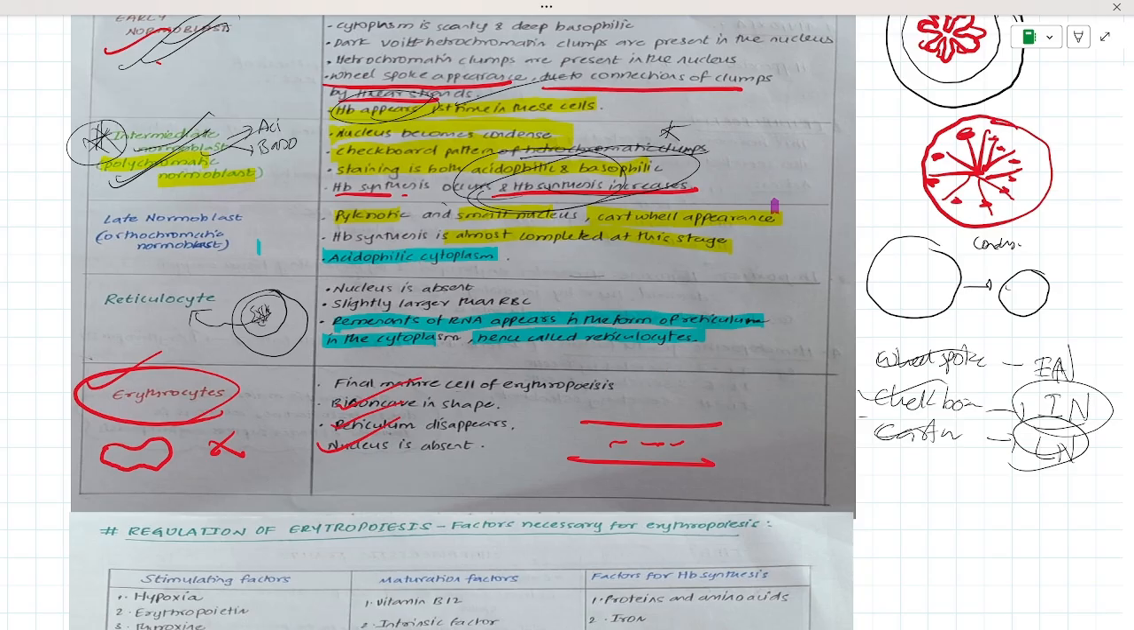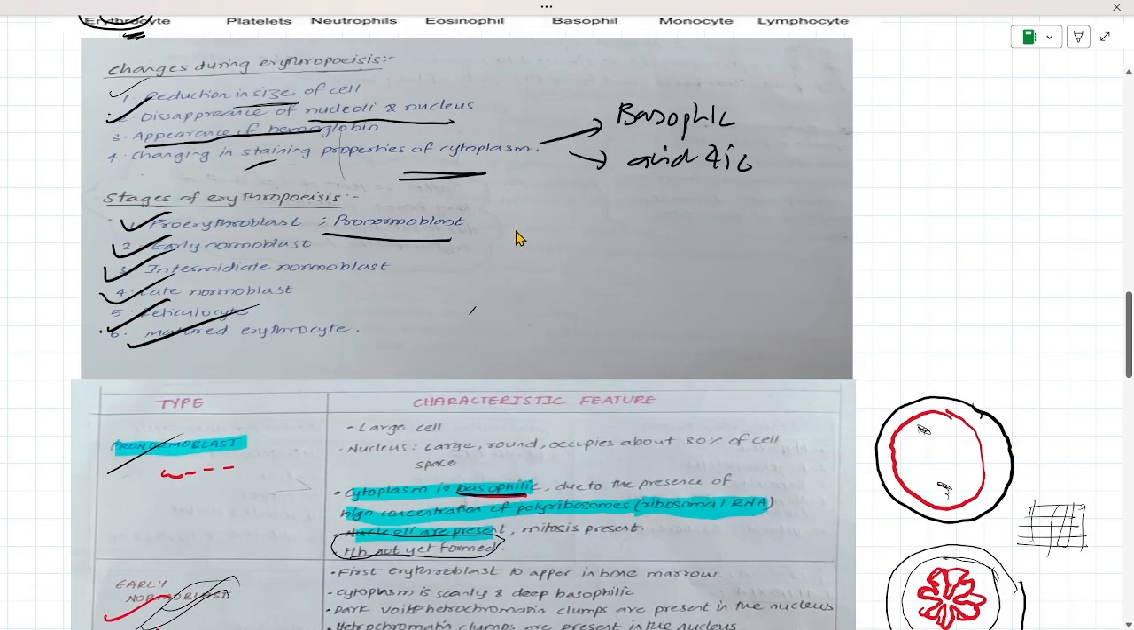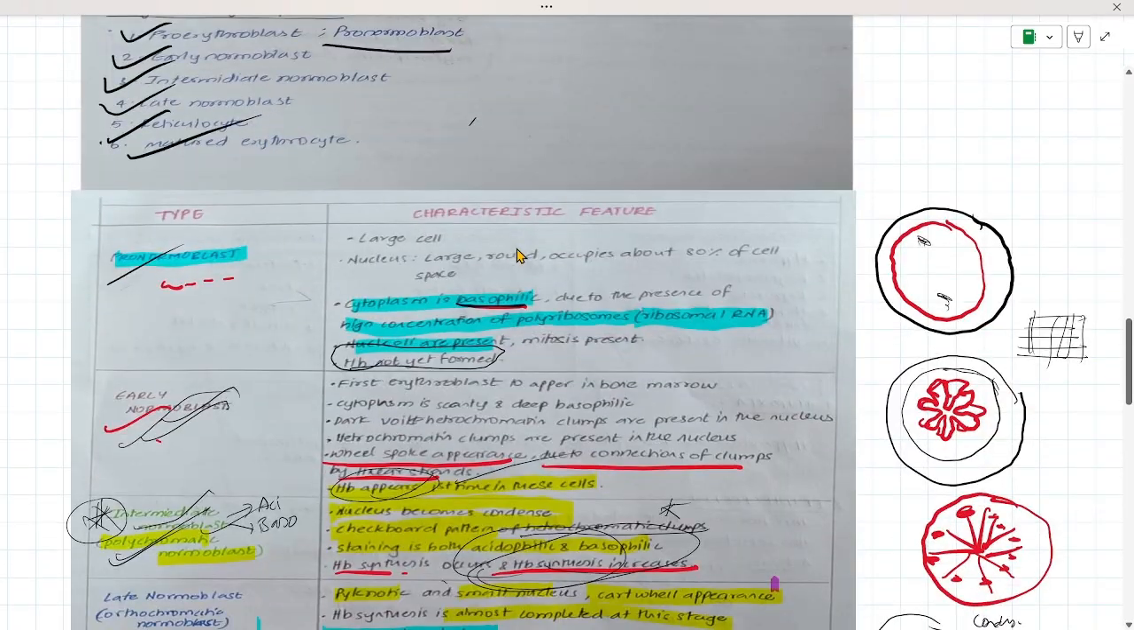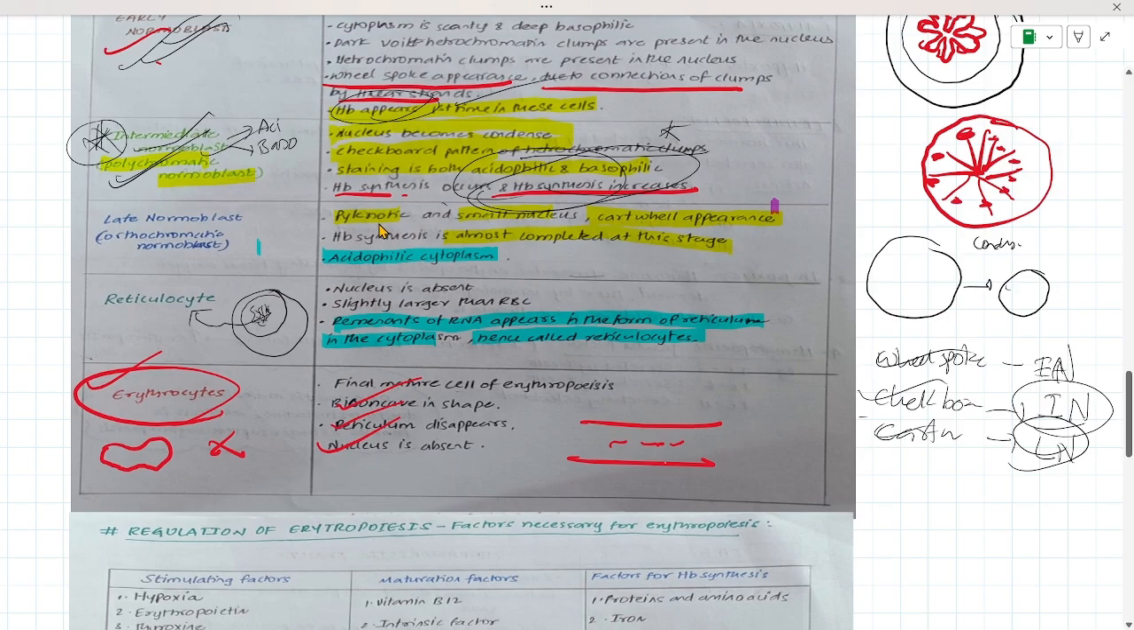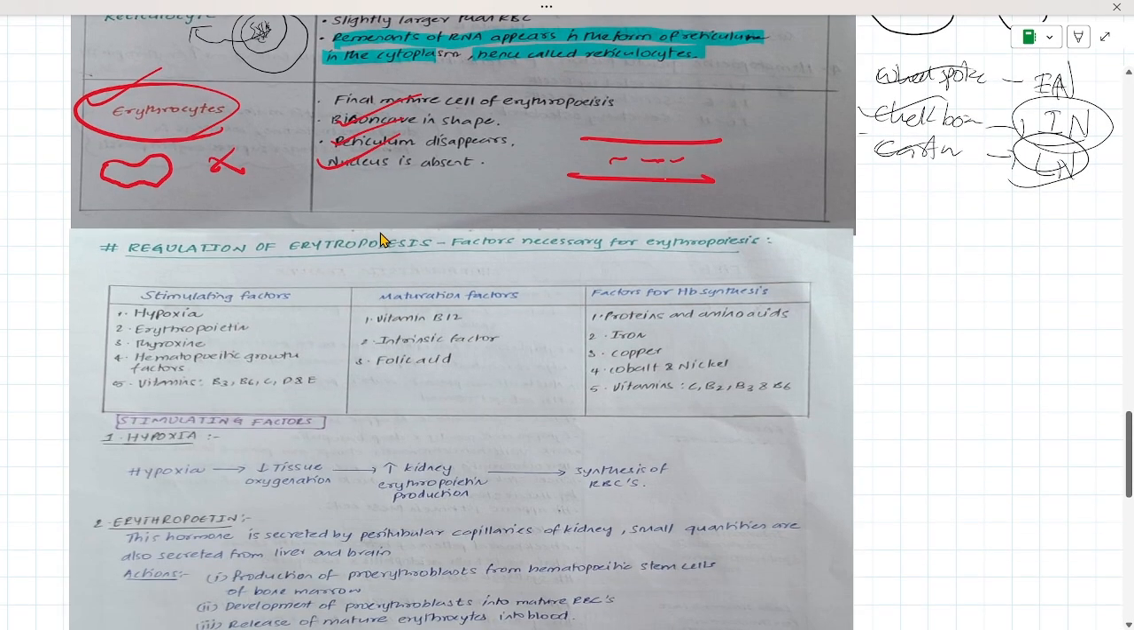Okay, I hope you are all clear with the stages. If you have any doubts, please comment. Now, till now we have studied the process and the stages and their characteristic features of erythropoiesis. Now we'll see how this erythropoiesis is regulated. How does it take place in our body, what are the stimulating factors, what are the maturation factors of erythropoiesis. So, regulation of erythropoiesis.